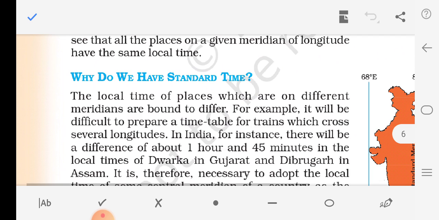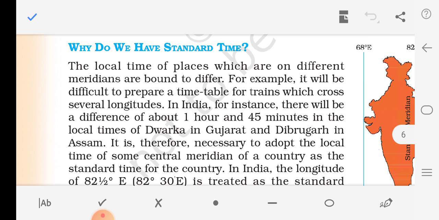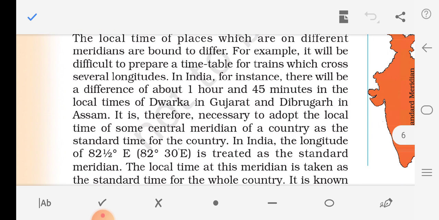Why do we have standard time? The local time of places which are on different meridians are bound to differ. So for example, it will be difficult to prepare a timetable for trains which run across several longitudes. In India, for instance, there will be a difference of about 1 hour and 45 minutes in the local times of Dwaraka in Gujarat and Dibrugarh in Assam.